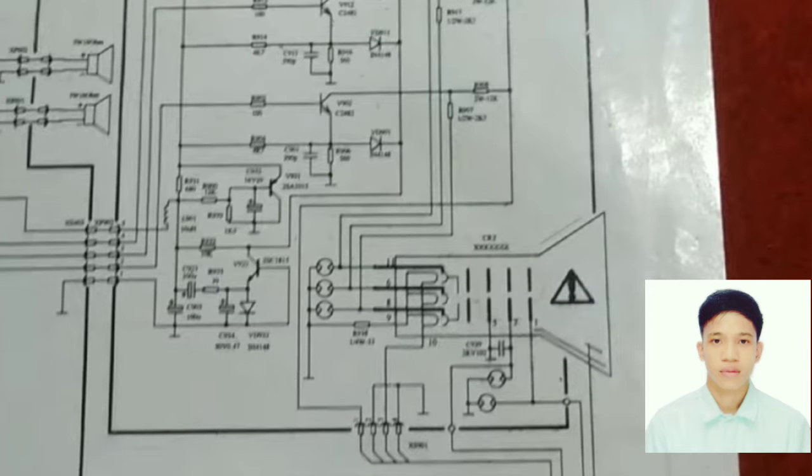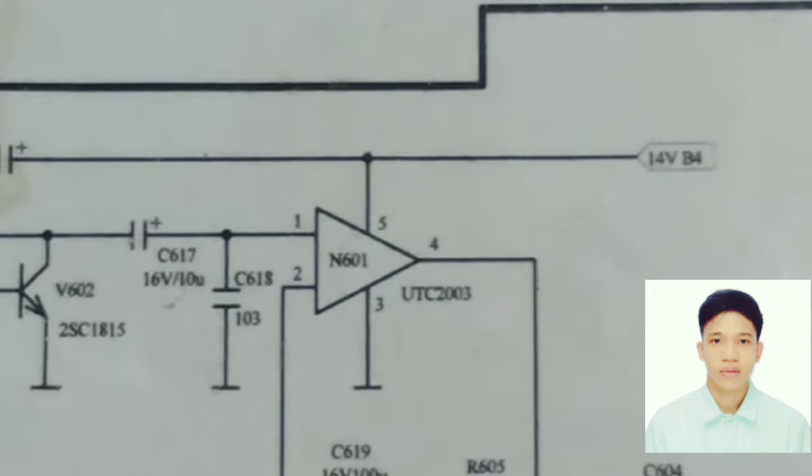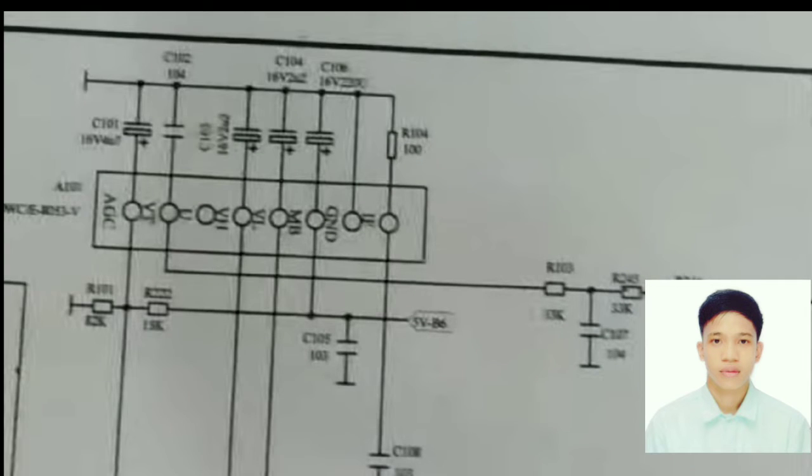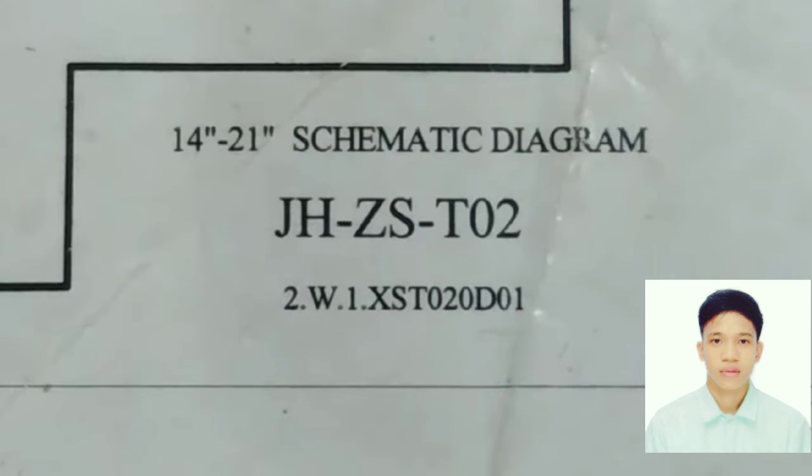This is the portion of CRT. Aside from that, this is the audio section which has 5 pins with the value or number UTC 2003 and N601. This is the audio amplifier and this is the output speaker. And lastly, this is the tuner. And now, we are going to explain how to operate this type of CRT television.